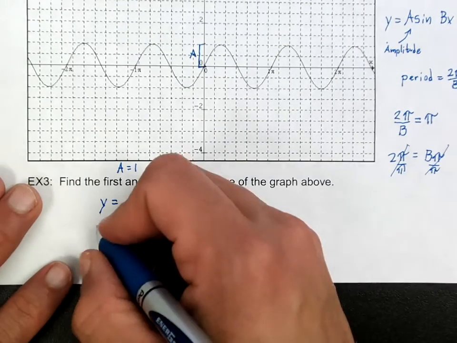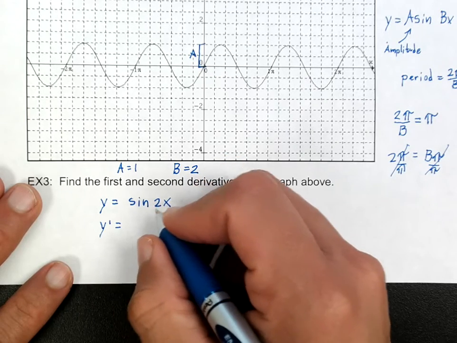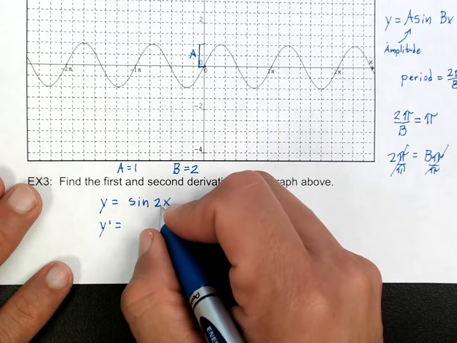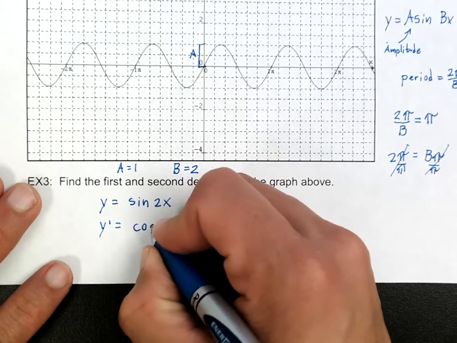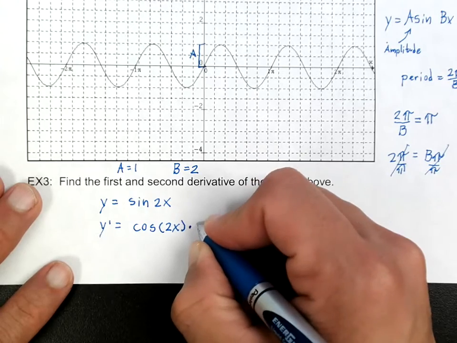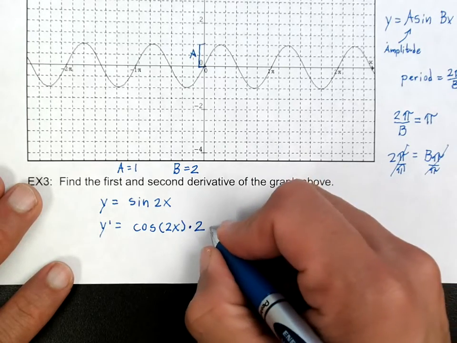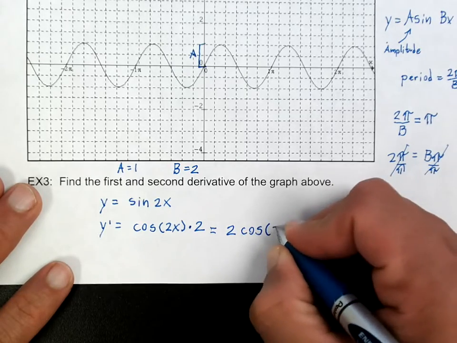So to take the derivative of sine of 2x, we have to use the chain rule. So we have the derivative of the outer, which is cosine of 2x, times the derivative of the inner, which is 2. So that's going to give me 2 cosine of 2x.